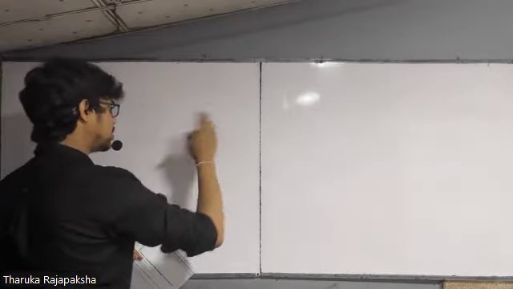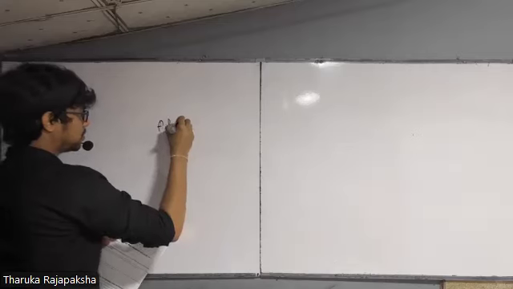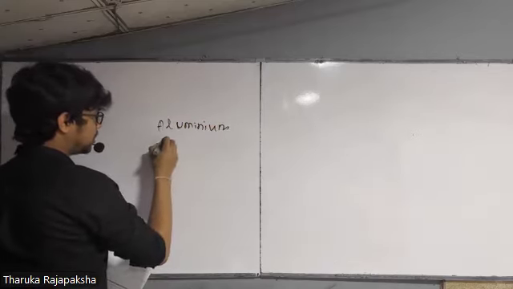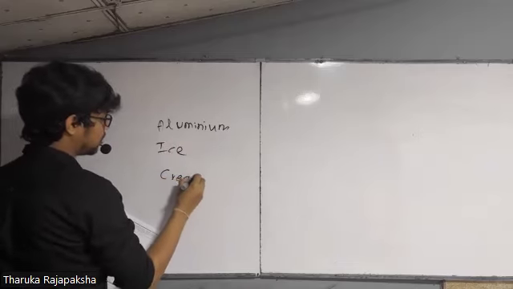So here you go, first one, aluminium ice cream. So aluminium ice cream means aluminium is there, and then ice, and then cream.